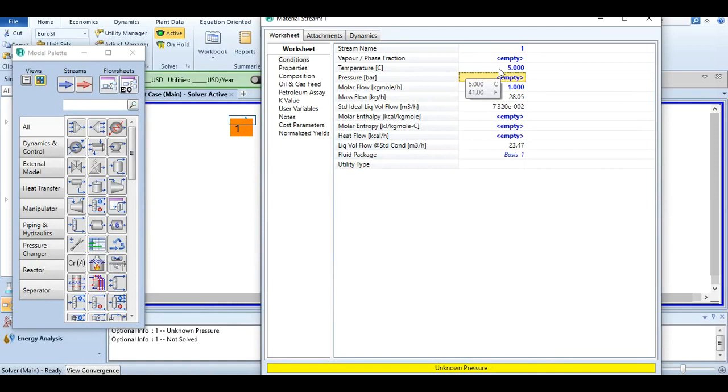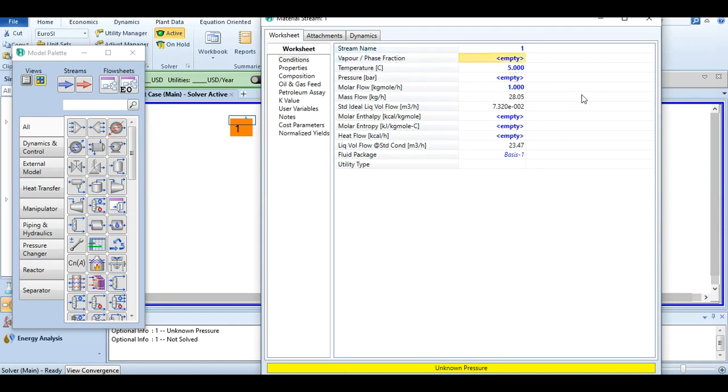Why? Because it needs four properties to be added, as we have discussed several times in our previous videos, that its degree of freedom is 4. Now which parameter to be added? We haven't given any information about pressure because we have to compute it. It means that we have to give a value of the vapor phase fraction.